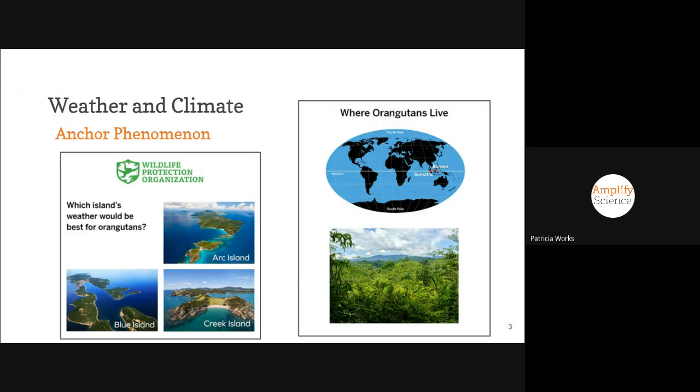Students learn that orangutans only live on the islands of Borneo and Sumatra in the wild. They have a combination of very hot and extremely rainy weather. The rainforests are being destroyed in that area to plant oil palm trees, and orangutans cannot live where those trees are planted. The Wildlife Protection Organization wants to build an orangutan reserve somewhere with very hot and rainy weather. They want our help to choose an island with the best conditions for a reserve.